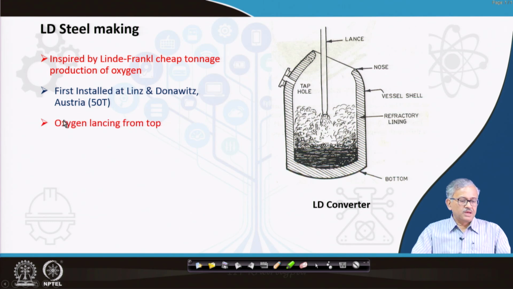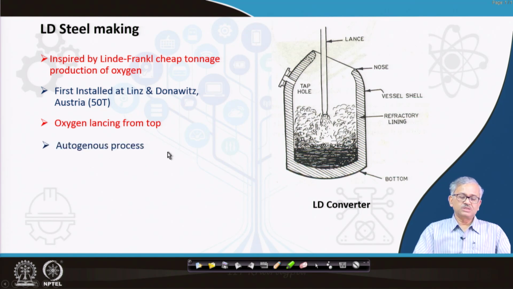Okay. And oxygen lancing from the top, as you can see, and as I said, this helps in forming the gas metal slag emulsion, where the slag metal interfacial area increases tremendously, and that makes the process very fast. And this is an autogenous process. You can see it is autogenous because you do not have to supply any heat externally, because the impurity oxidation generates the heat, and that can self-sustain this process. Not only self-sustaining, basically you have to give anyway, I will come into that.